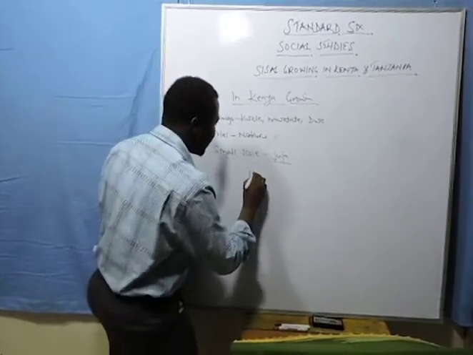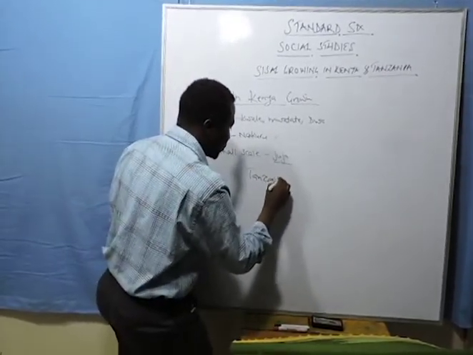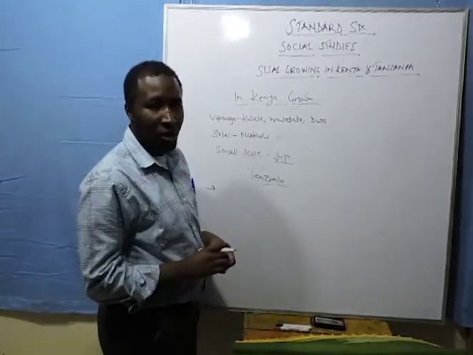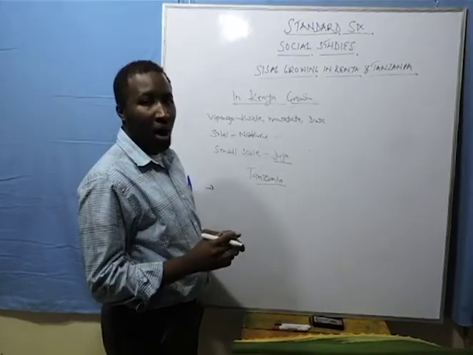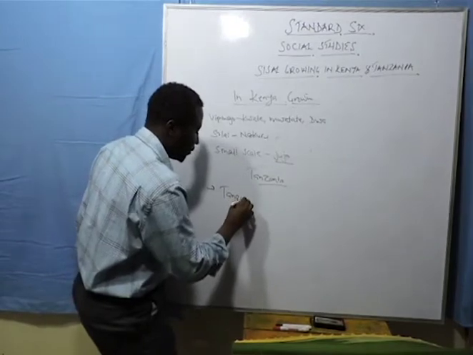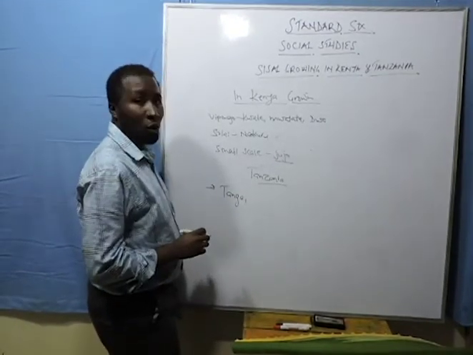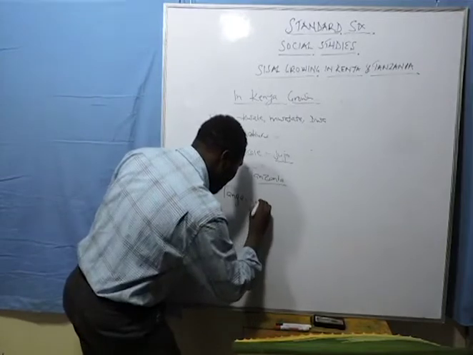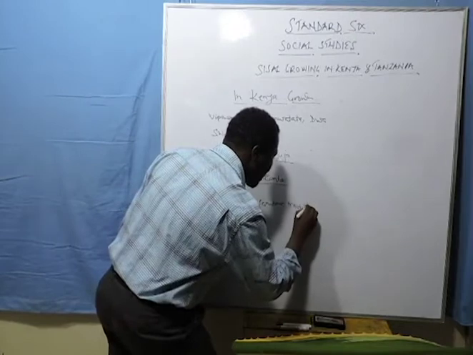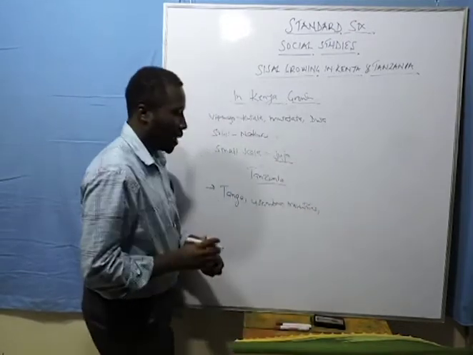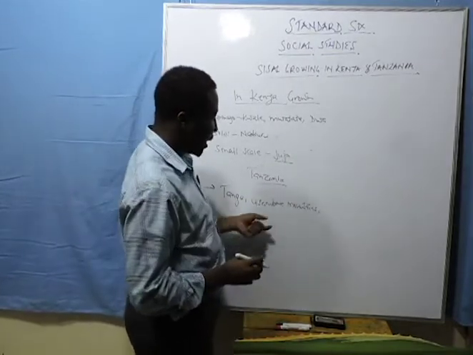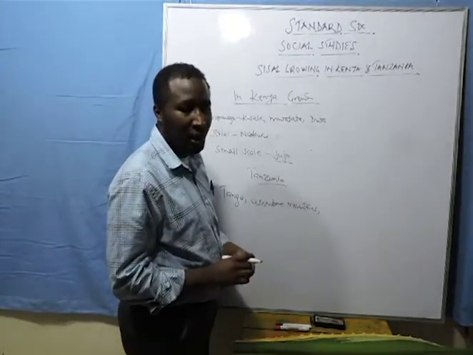In Tanzania, let us look at the areas where it is grown. Okay? So number 1 should be in Tanga. We have it in Tanga. We have it in Usambara Mountains. So we have it in Tanga, Usambara Mountains in Tanzania.